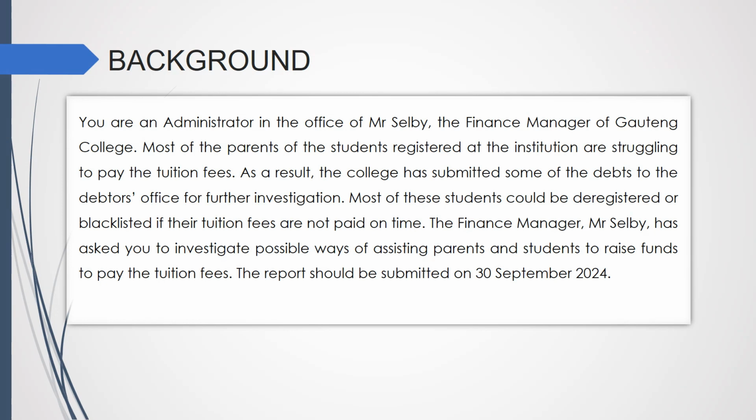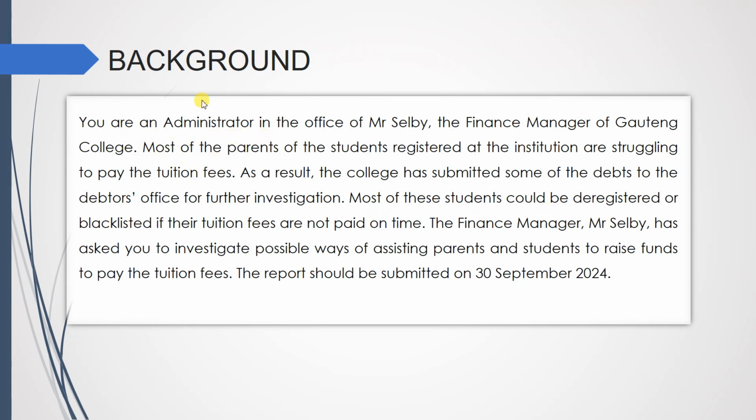The report should be submitted on 30 September 2024. So this is what you should take away from this background information. You are the person who has been commissioned to conduct an investigation and provide an investigative report. The person who commissioned the investigation is Mr. Selby. They also told you his capacity within the institution. They say the person that commissioned the investigation is the finance manager of Gauteng College. Your role or your responsibility or your capacity within the institution is that you are an administrator.